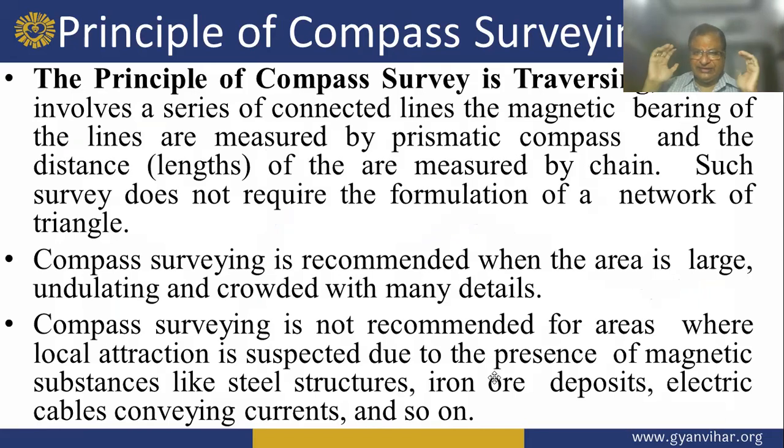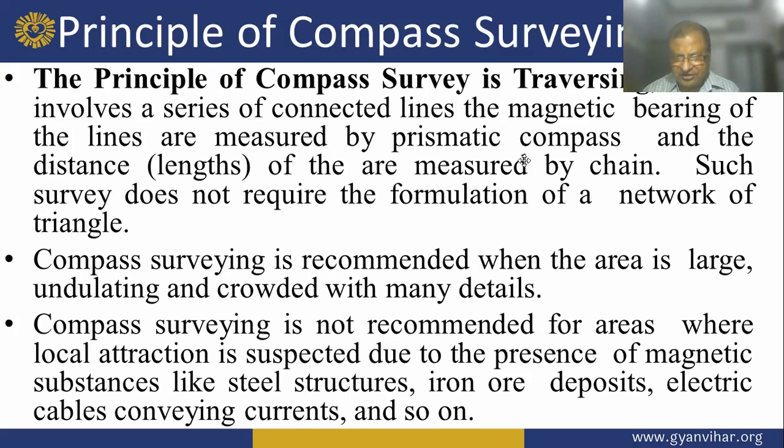Now we will discuss the principle of compass survey. The principle of compass survey is traversing, which involves a series of connected lines. The magnetic bearing of the lines is measured by the prismatic compass and the length is measured by chain. Such a survey does not require the formation of a network of triangles. Compass surveying is recommended when the area is large, undulating and crowded with many details.